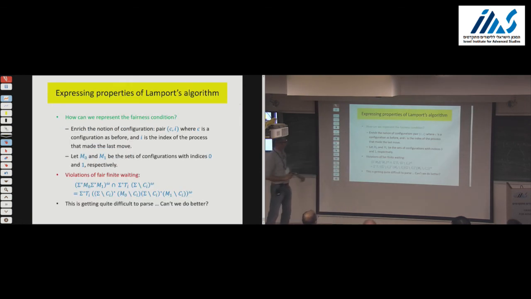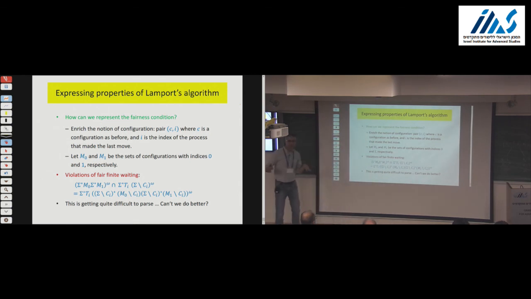And how can you do that? Well, you can represent the fairness condition by enriching the notion of configuration, right? You do not only say, I have reached this configuration, but you also say which process made a move in order to reach this configuration. And then you say which are the sets of configurations where the last process that made a move was process 0 or was process 1, these are these two sets, right? Then you can describe the violations of fair finite waiting like this, right? You are going to say it is the set of executions which contain infinitely many moves of each process intersected with the set that violate the property, right? And another way of writing this is like this.